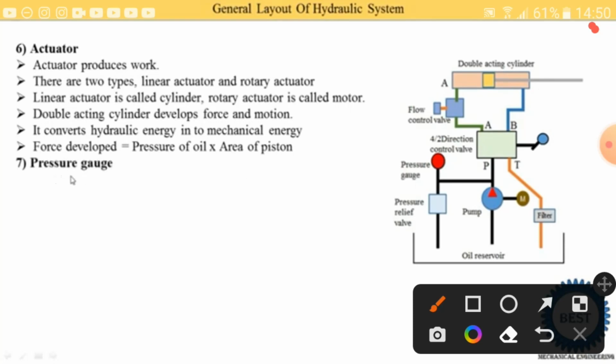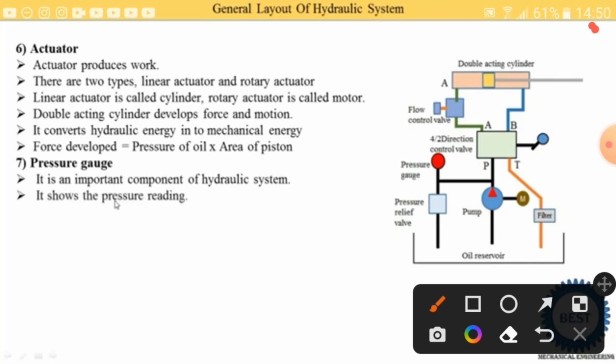The next component is the pressure gauge. You already know the function of the pressure gauge. It is an important component of a hydraulic system. It shows the pressure reading. Why is it important? We are not only saying it is important; there are some reasons why we call it an important component.